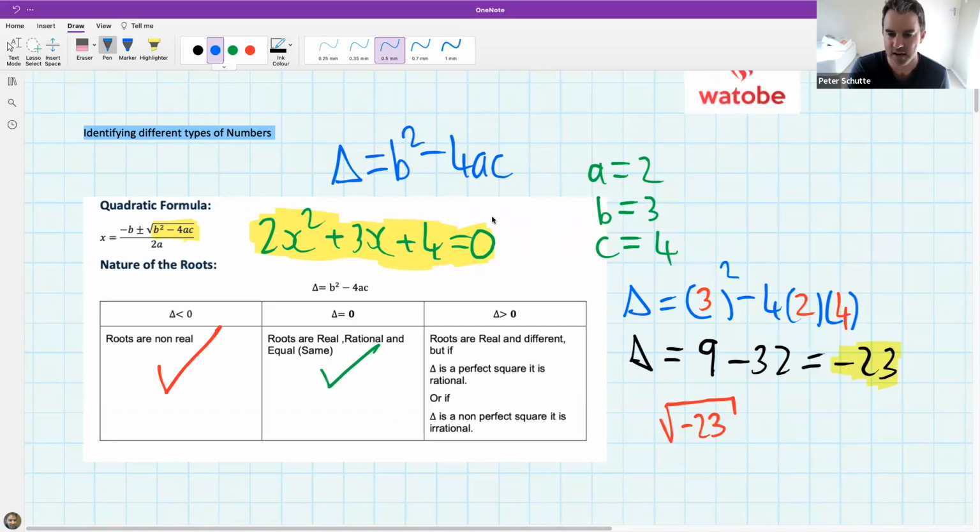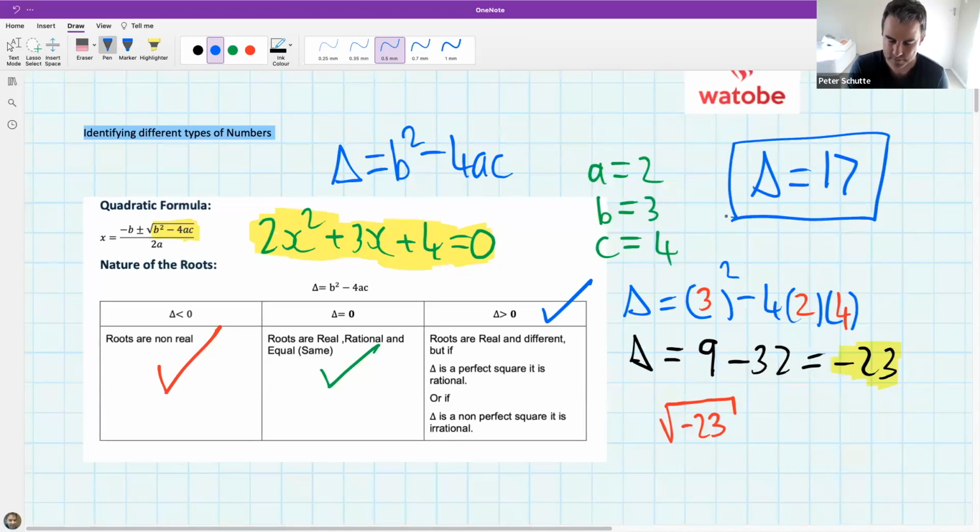And if delta had been something like, say, like 17, then we would be in this category over here because it's greater than 0. But I want to know, are the roots rational or are the roots irrational if delta is 17, based on the table that I have here? So if delta is 17, are the roots rational or are the roots irrational?